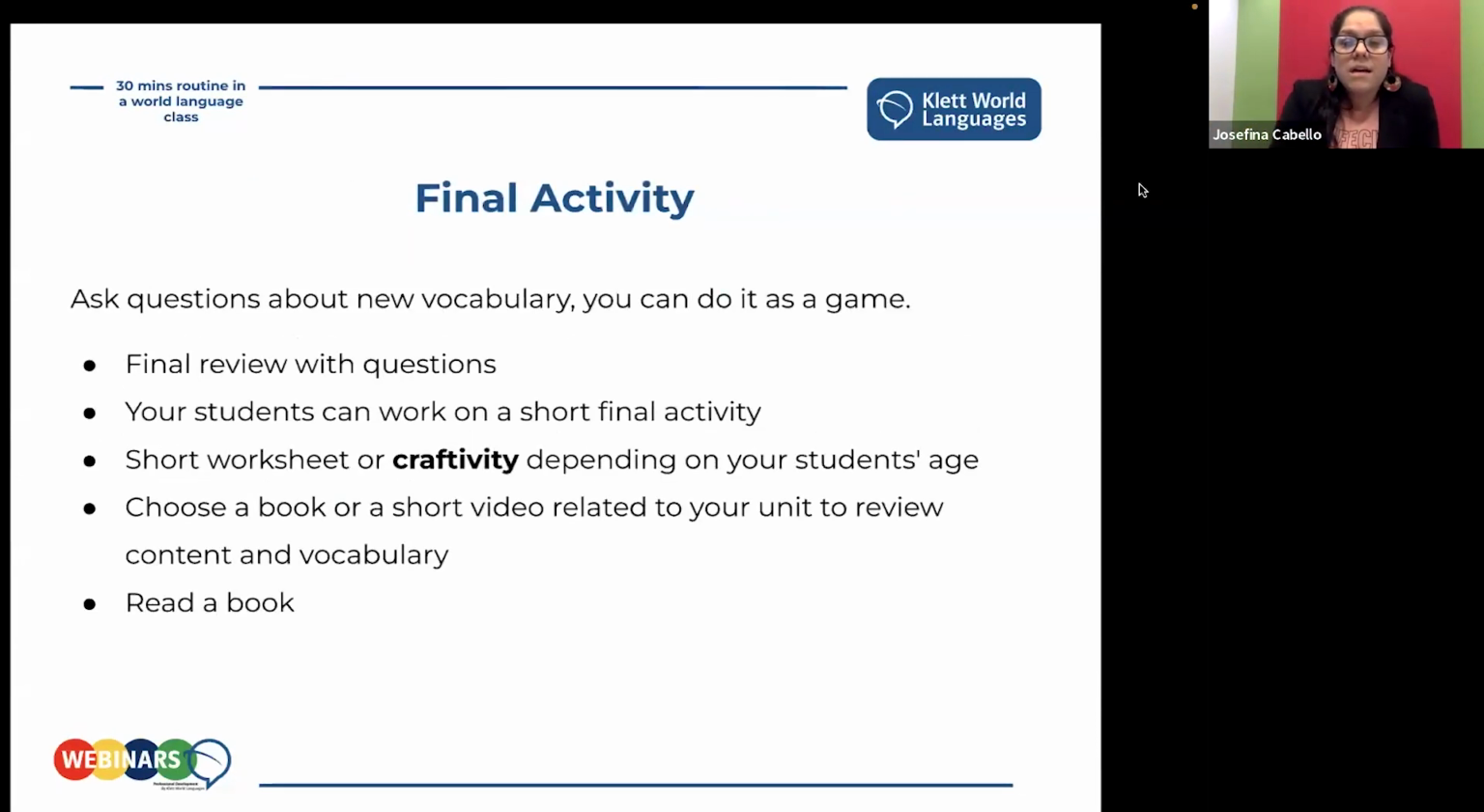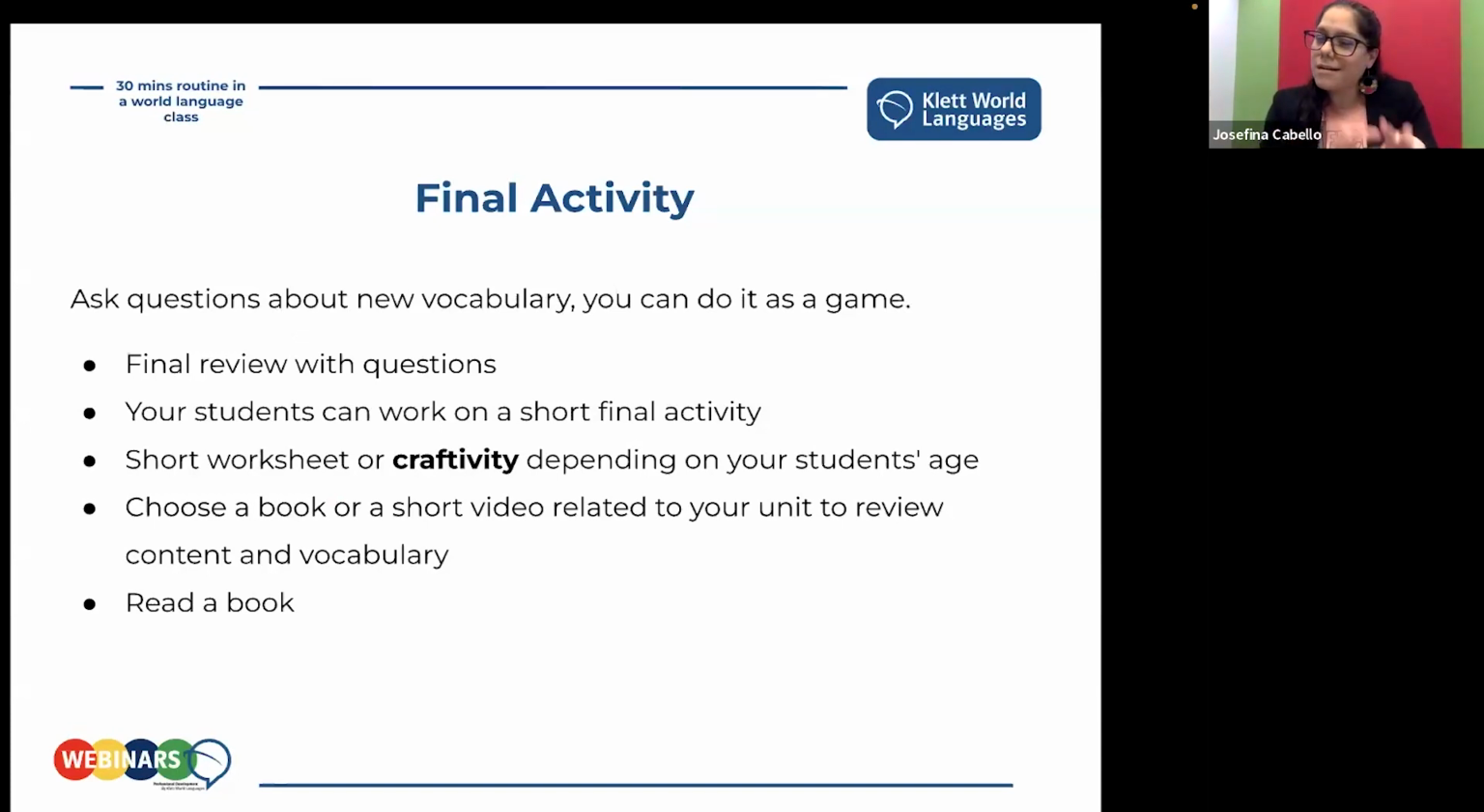And finally, you can ask questions to your students, and you can do it as a game. You can do a final review with questions. Your students can work on a short final activity. You can do a short worksheet or a craft activity, and we'll talk about craft activities in a little bit. You can choose a book or a short video related to your unit to review, or you can always read a book to close your unit. So these are some options that you can keep in mind if you are looking to close your activity.